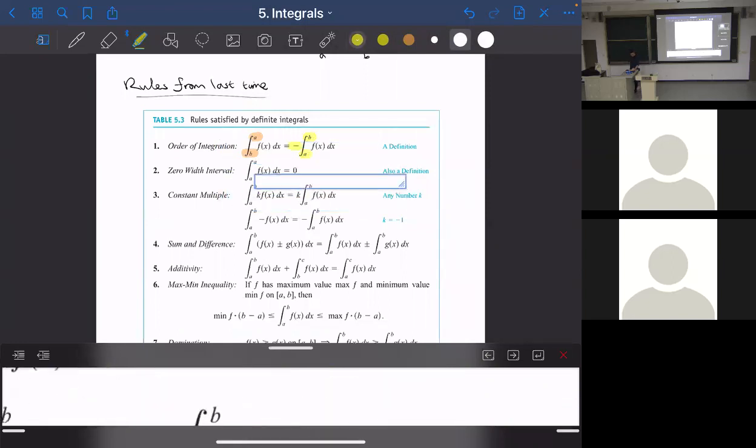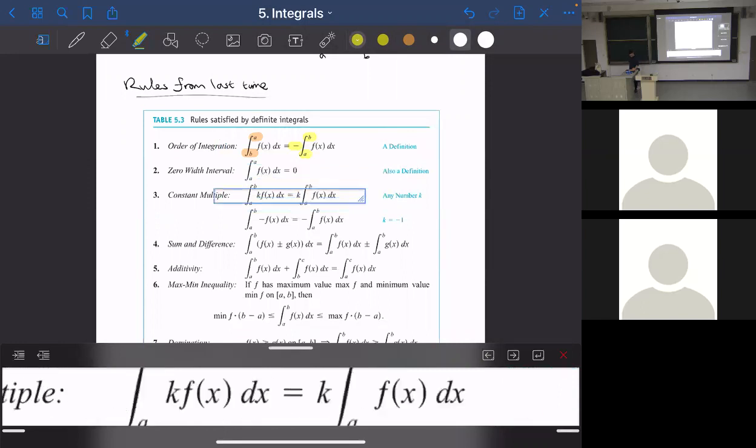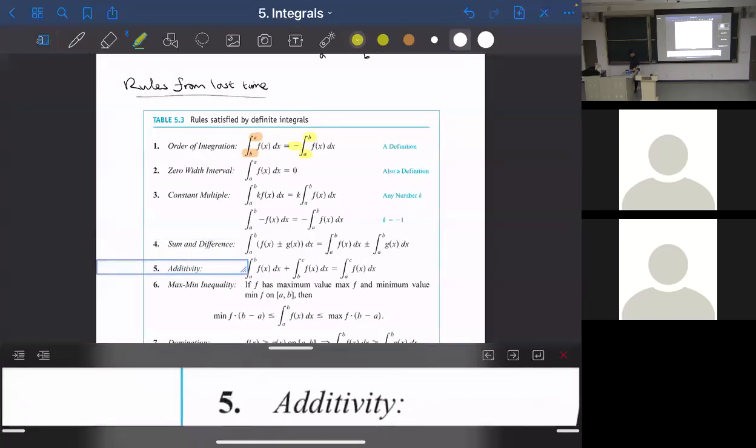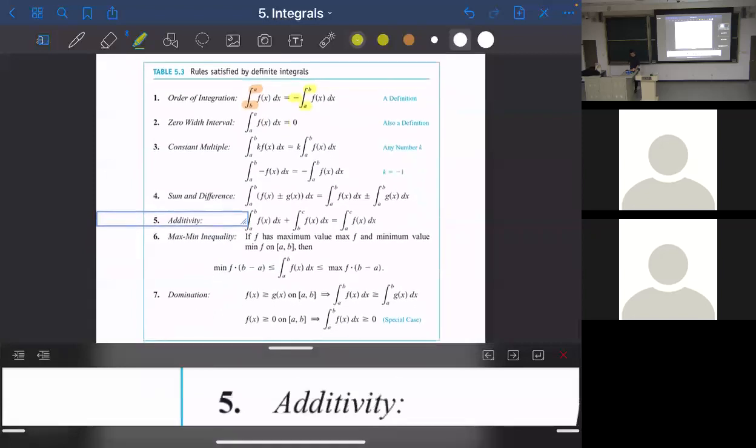If I integrate between a and a, I get 0. Constant multiple and sum, we just said. And this rule about additivity, so integrating from a to b and then b to c, I can do in one go. Okay, and we had pictures which explained why those happened.